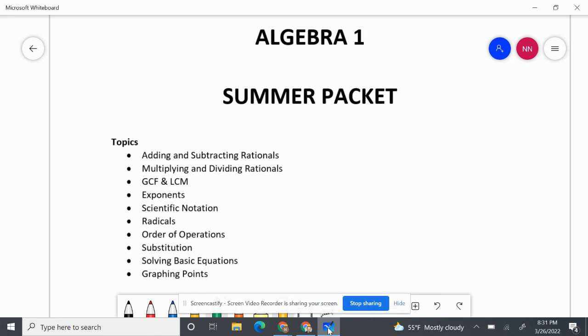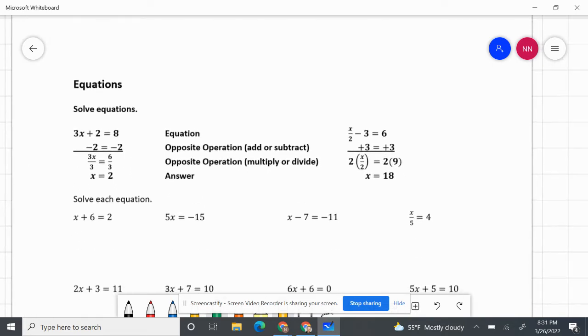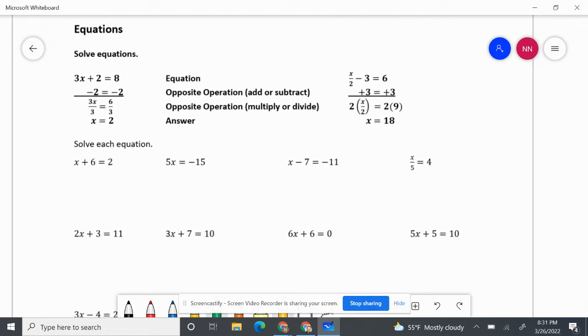We're going to look at our fifth video for the Algebra 1 summer packet. We're going to be looking at solving basic equations and graphing points. So, solving basic equations, we're going to look at one-step and two-step equations.